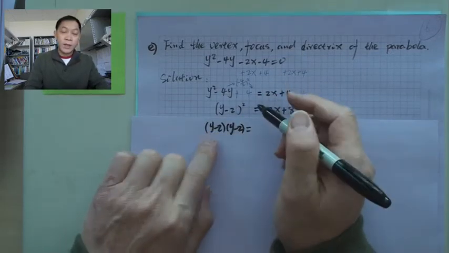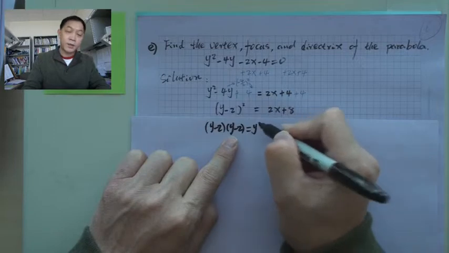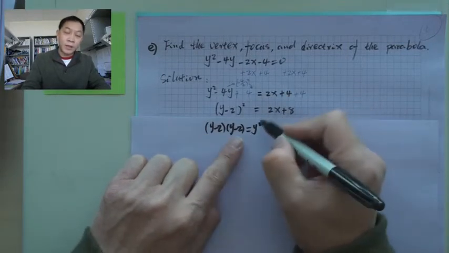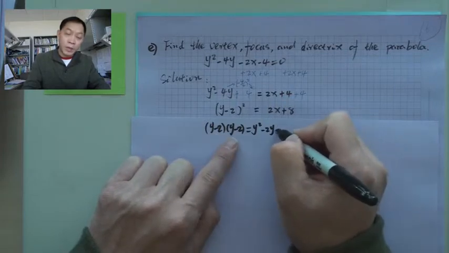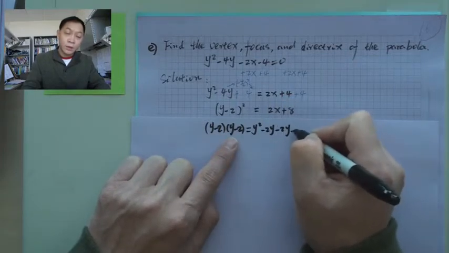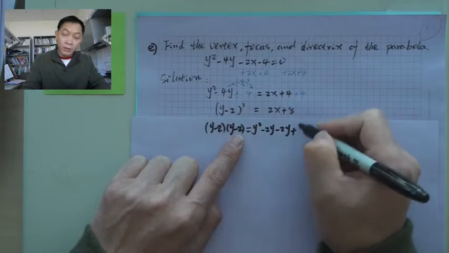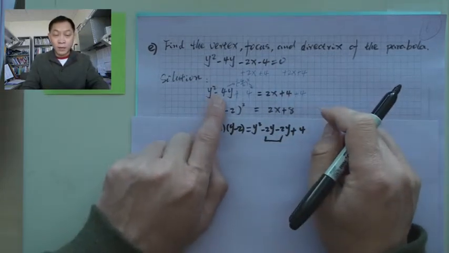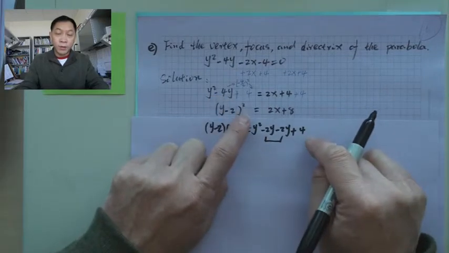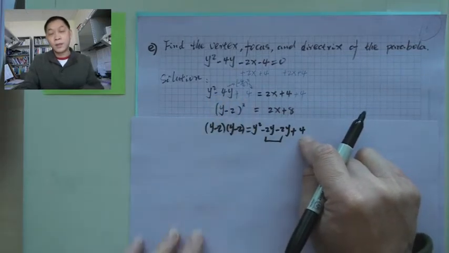You FOIL it. y times y is y squared. Okay, y times negative 2, negative 2 times y, and then negative 2 times negative 2 is 4. You add those two together, it is negative 4y, and you have a 4 right here.